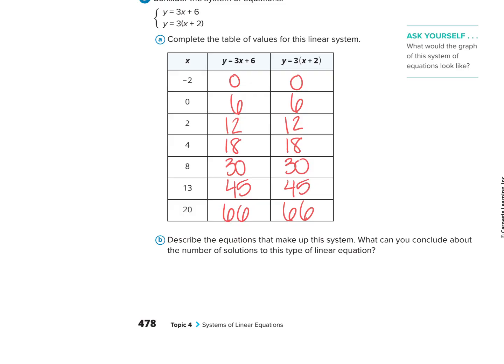You can go ahead and compare your table with mine, and you'll notice that you will get the same y value no matter what x value you plug in, showing that there is an infinite number of solutions here. Okay, so we know that they're equivalent. So if we look at letter B, it says, describe the equations that make up the system. What can you conclude about the number of solutions? We're going to say there's an infinite number of solutions, and we're going to say they are equivalent.